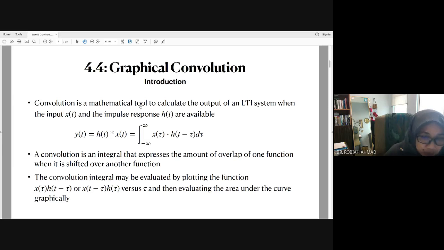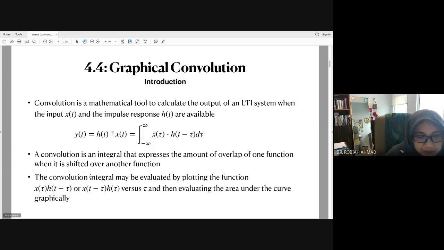Convolution is a mathematical tool to calculate the output of an LTI system when the input x(t) and the impulse response h(t) are available. So now that we have the input x(t) and the impulse response h(t), we're going to use this information to determine what y(t) is. When we rewrite this equation, we can conclude that a convolution is an integral that expresses the amount of overlap of one function when it is shifted over another function.